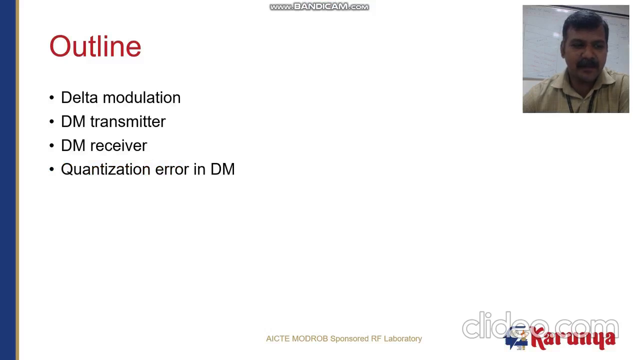On the outline, we'll be looking at the delta modulation transmitter, the delta modulation receiver, and the quantization error, which is the impact in delta modulation.